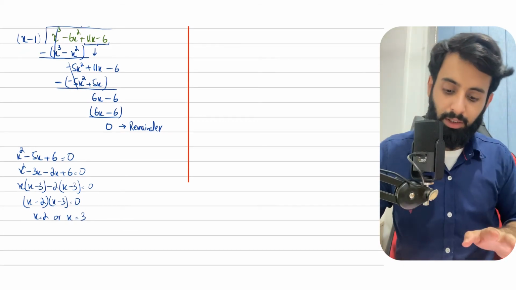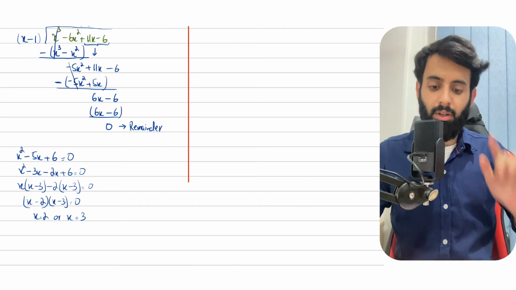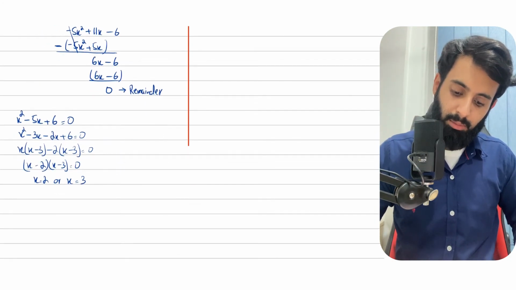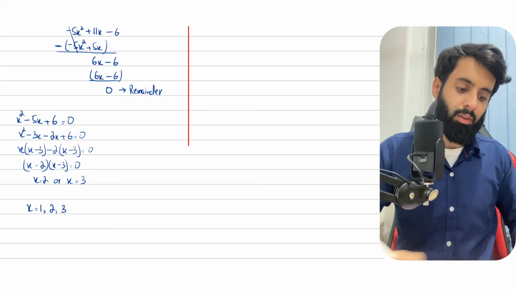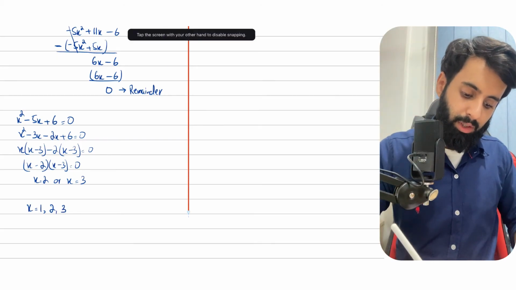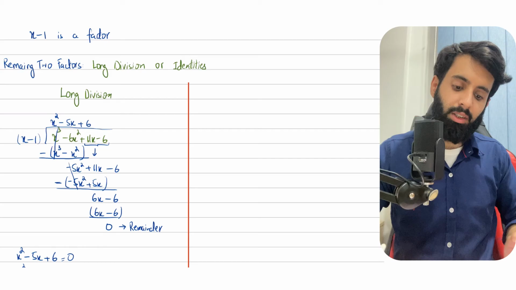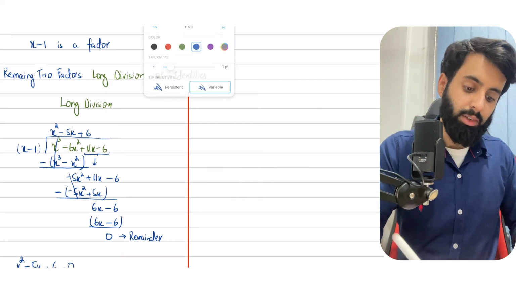Now these are the two factors that we now have. Remember that we found out the first factor through trial and error. So that means the three roots are now 1, 2, and 3. Okay. So this was one method. Now let's look into the other method.